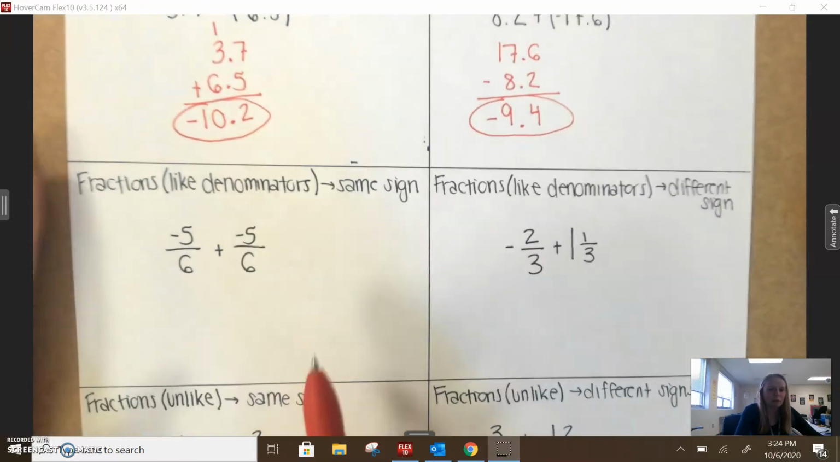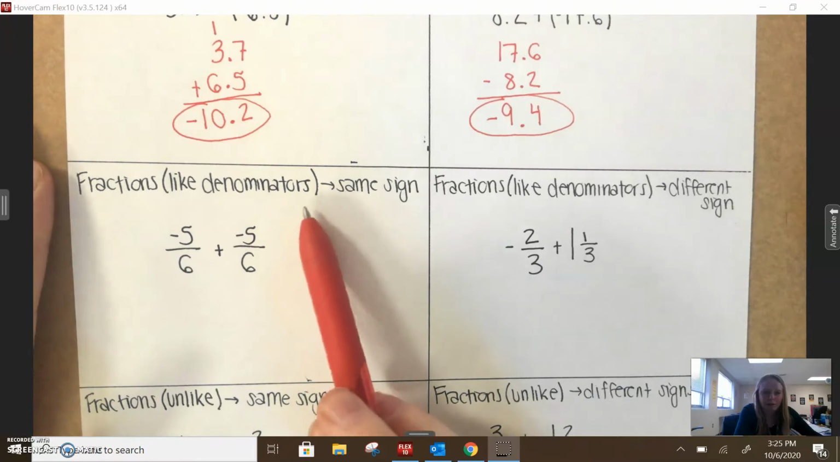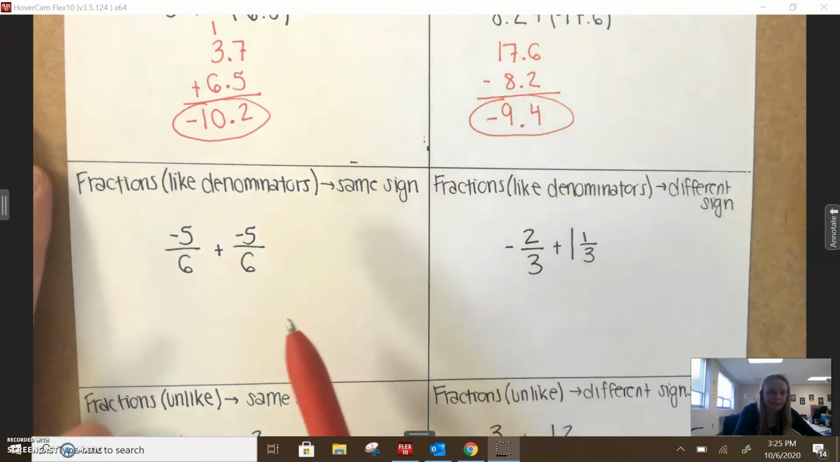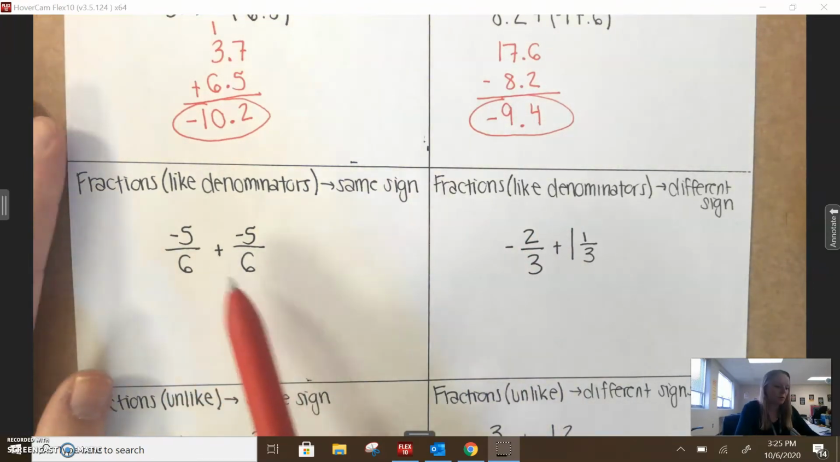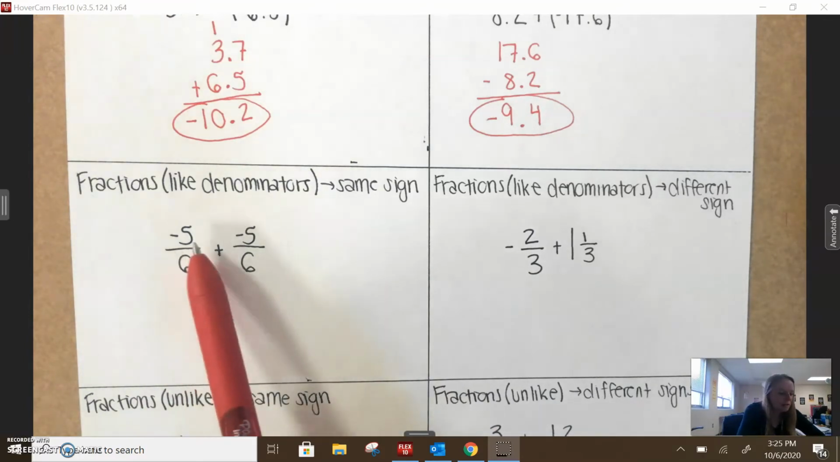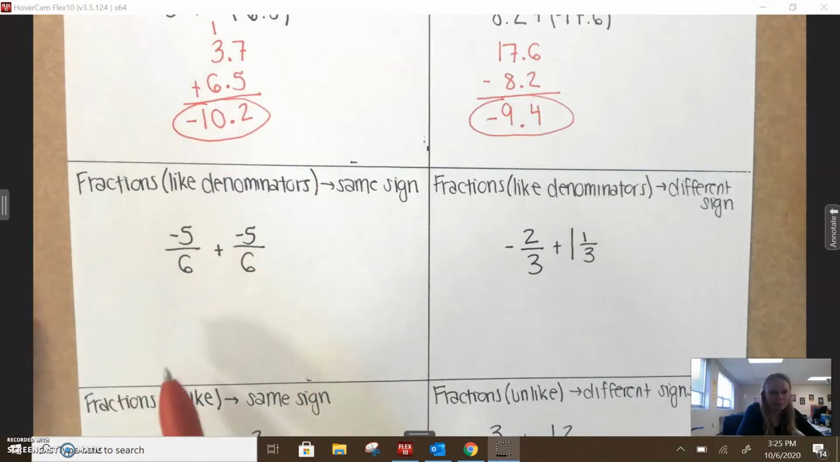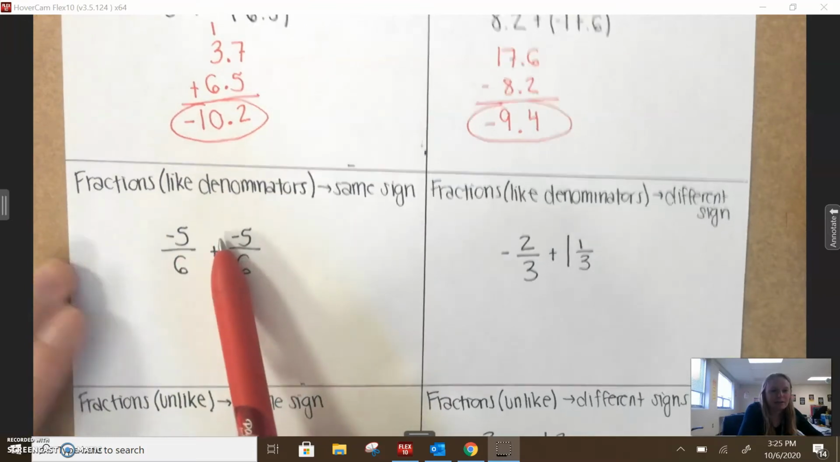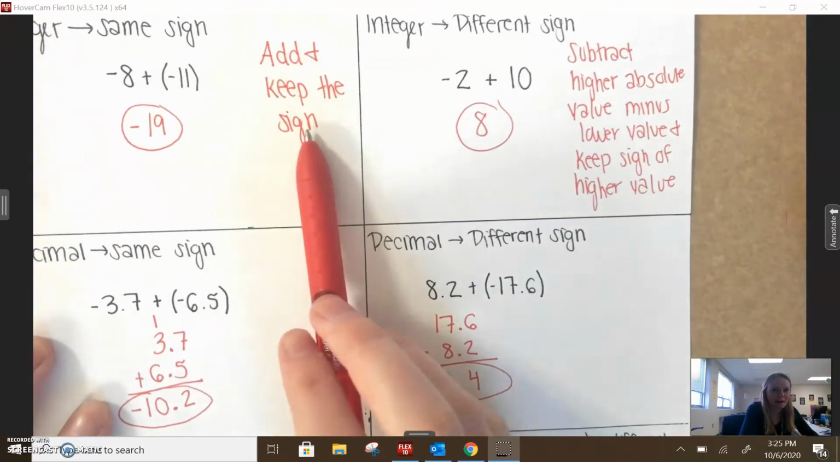So now we're going to look at some fractions. So we'll start off easy with fractions that have like denominators already. So we still have to follow the rules for fractions, which means we have to have a common denominator before we can add, which we already do. And so now we just have to add our numerators together. Now this is where our integer rule comes in. So we go back up to the top.